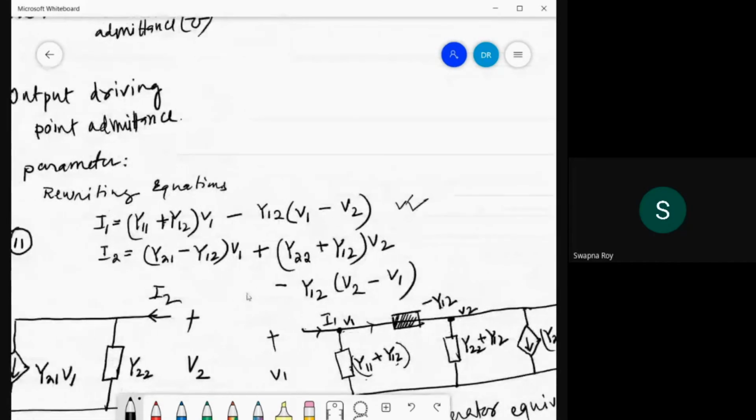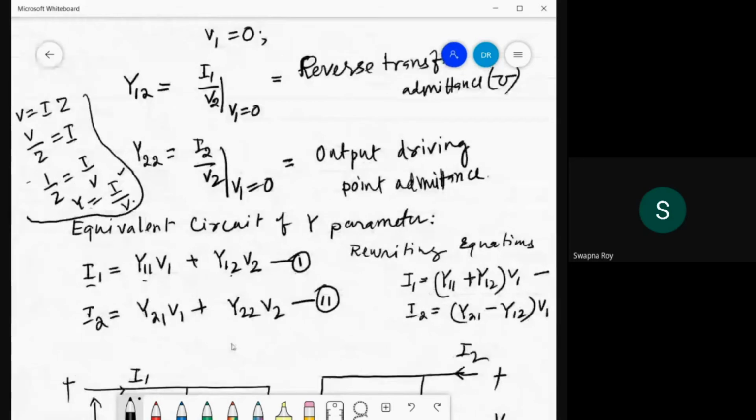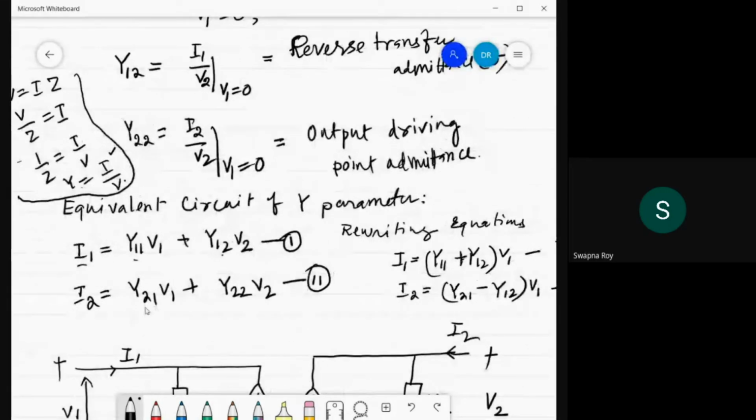See the expression. We have the output port current as Y21 V1 plus Y22 V2. Right? So I'm rewriting this equation as I2 is equal to Y21 minus Y12 V1 into V1. That means this minus Y12 V1 is excess here.